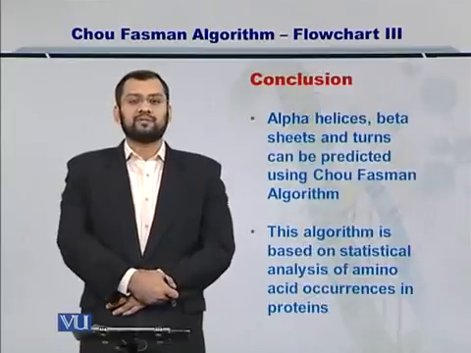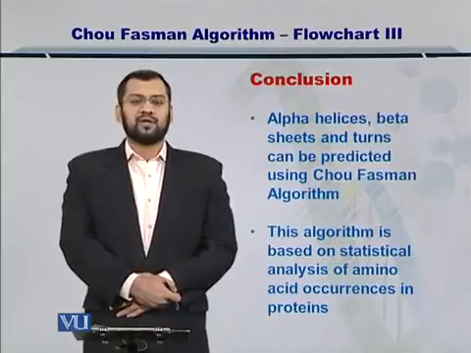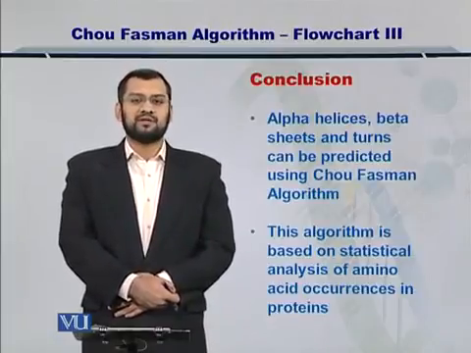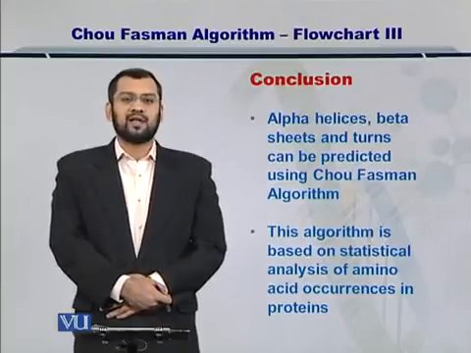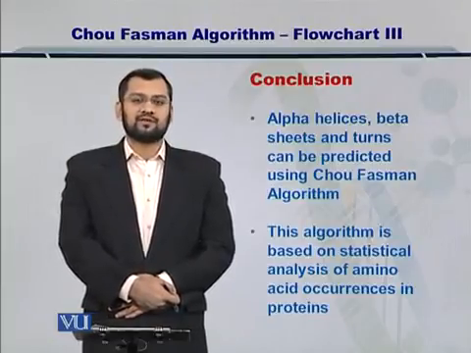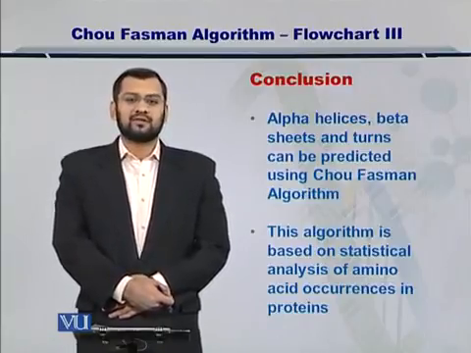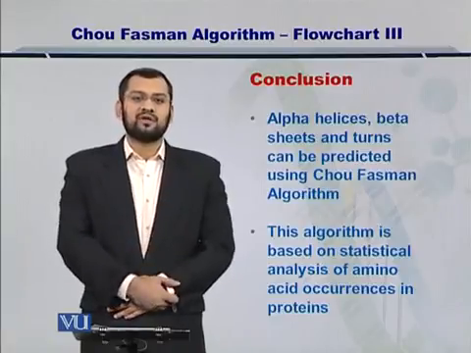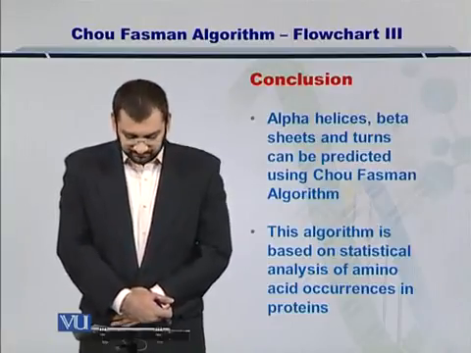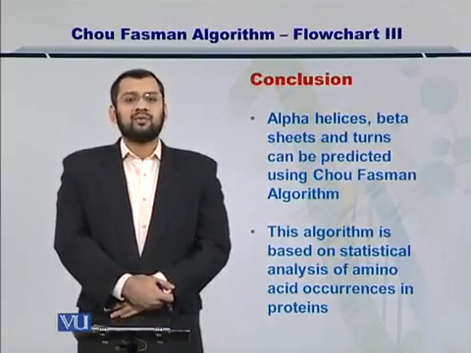So in conclusion, as you just constructed the flowchart for predicting the alpha helices, beta sheets, and turns, you can see how the Chou-Fasman algorithm relies on the statistics that we derive from the databases. And those statistics tell you about the occurrence of specific amino acids in certain portions of the secondary structures. Now we will evaluate how these algorithms perform in the later modules.